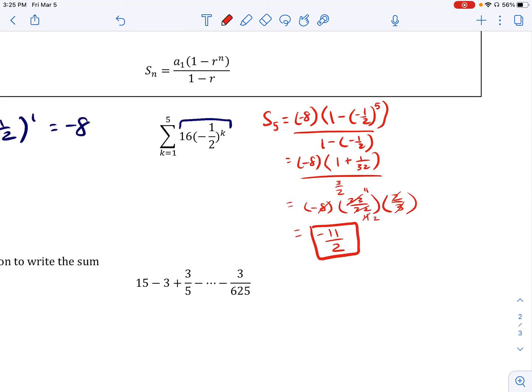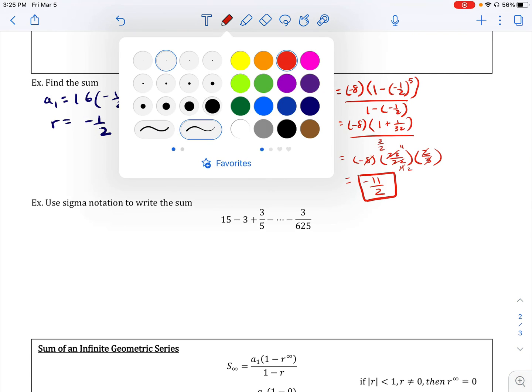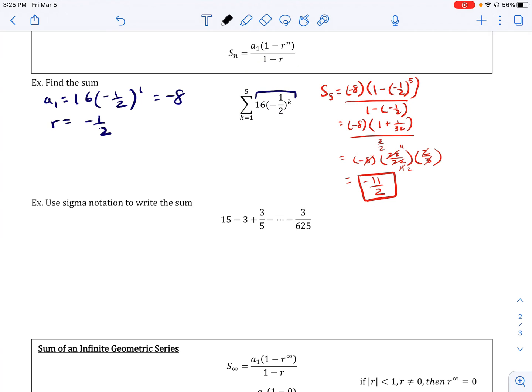All right. I'm going to go ahead and encourage you to try this next one on your own. So pause the video and give this next problem a shot.